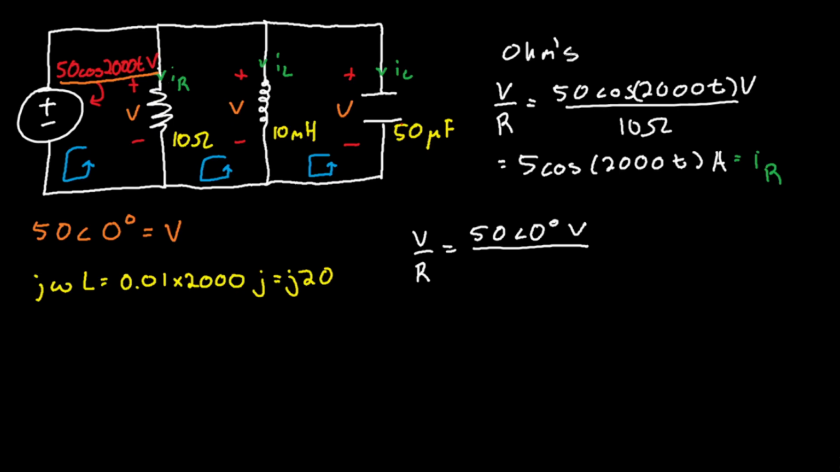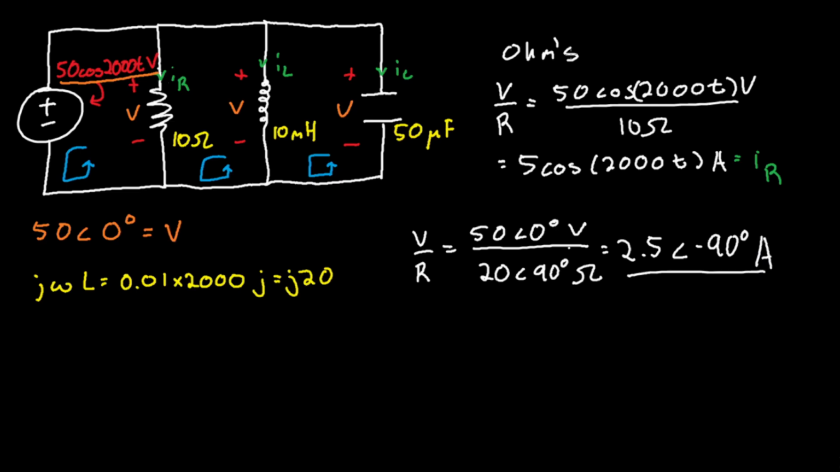So the polar coordinate for this guy in impedance is 20∠90 ohms. So now we have voltage divided by resistance: 2.5, right? Because when you're dividing polar coordinates, you simply divide their magnitudes. 50 divided by 20 is 2.5, and when you're dividing polar coordinates, again, you simply subtract their angles. So 0 minus 90 is negative 90. And this is in amps right here.